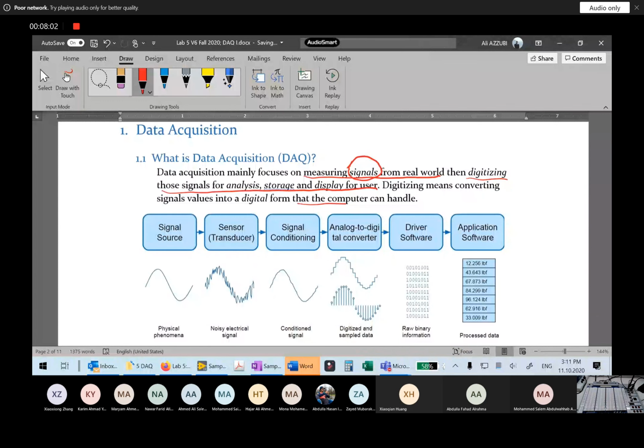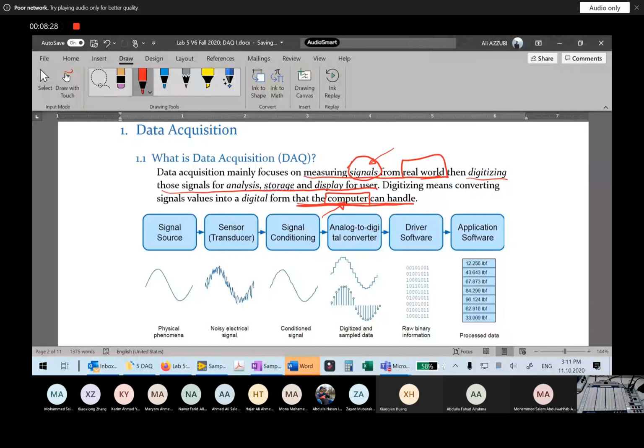So I have a computer here. Basically, the first thing I have is a signal, and the second thing is my computer. I'm using my computer to acquire a signal from the real world. So this is a simple definition of data acquisition.